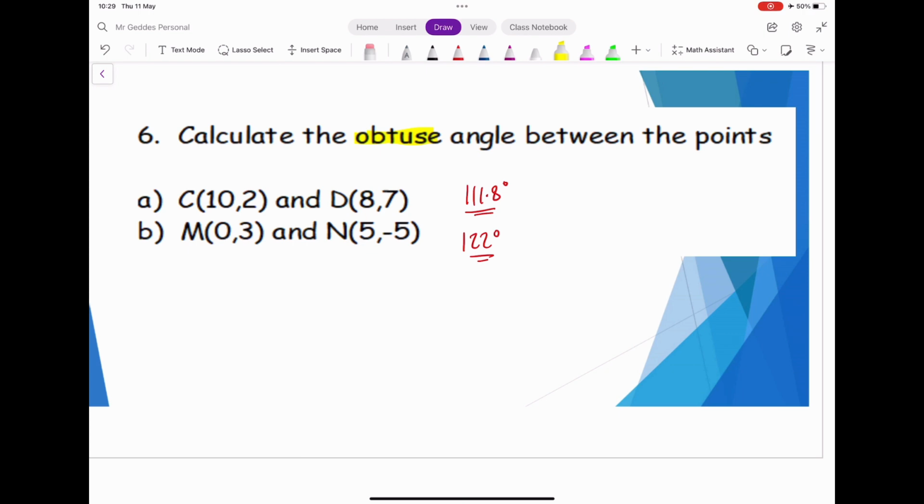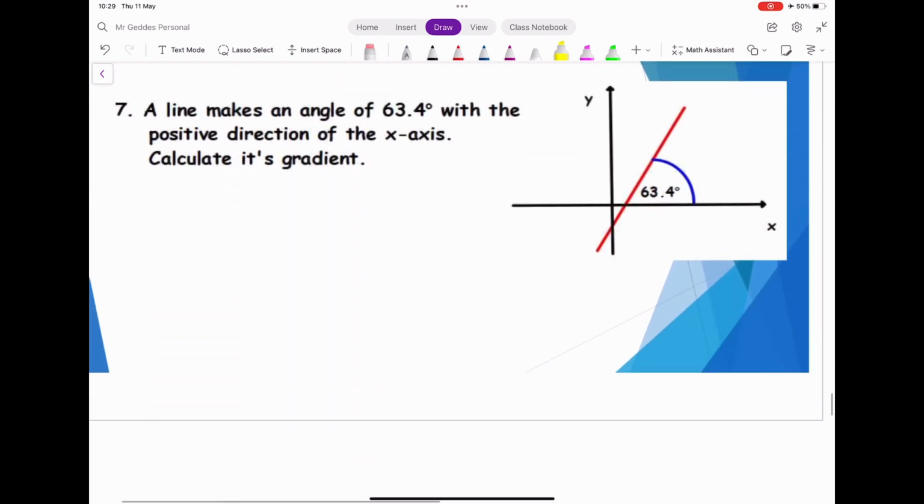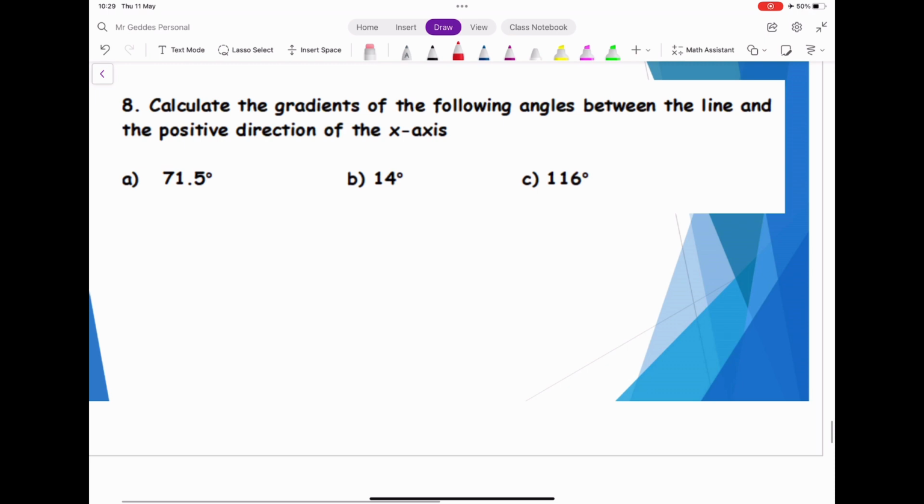And we've got one final couple of questions just to do. Question 7, straightforward, it gives you the angle, it's on a diagram, calculate the gradient by doing m equals tan theta. And the answer is m equals 2. And then same deal down here, calculate the gradients with the angles in the positive direction. So you're going to put m equals tan theta. The first one's 3, the second one is 0.25, and the third one is m equals negative 2.05.